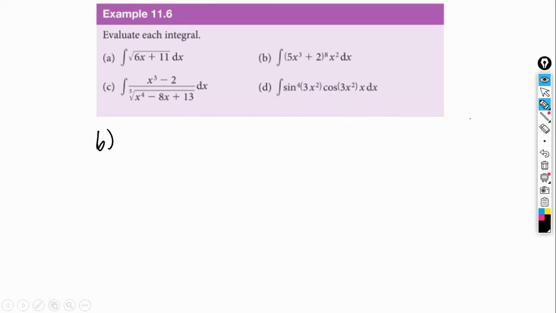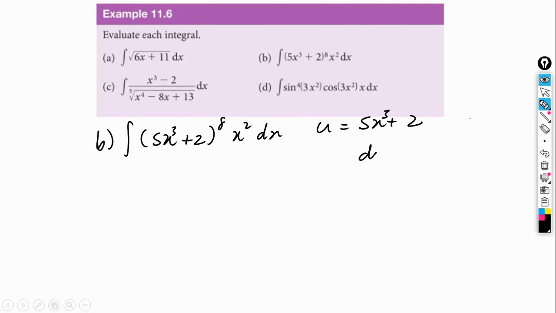For b, we have the integration of 5x cubed plus 2, and all this to the power of 8 times x squared dx. So again, let's make u into 5x cubed plus 2. Therefore, the derivative of u is going to be 15x squared dx. So we have the x squared, but we don't have the 15. So that means that, again, multiply here by 15, and then here divide by 15. And we're ready to do the u substitution.